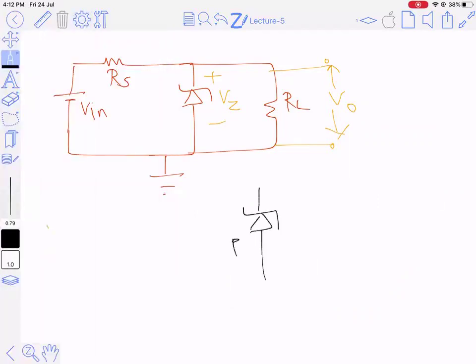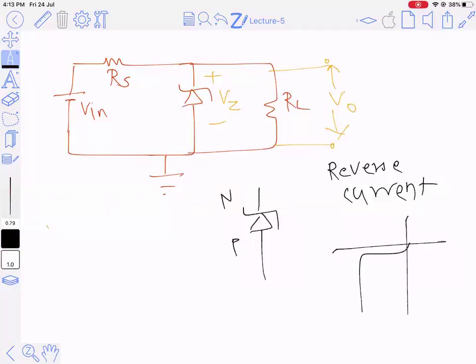This is your P, this is your N. The current is reverse current, no? Yes, because it is in the reverse breakdown region. The characteristic is on this end. That means this is the reverse current. So the current won't flow from P to N. It will flow from N to P, and that is IZ. So you mark the current like this.